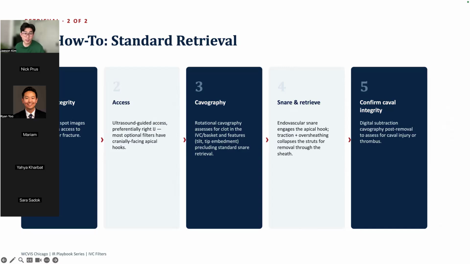Okay. These are the standard steps for a routine removal, and it's kind of like the placement, but in reverse. The first step is actually before you get access at all. You'll take a magnified picture of the filter to check that it's still in one piece because you want to know if there's a fracture. You want to know that beforehand and not discover it mid-procedure. Then you can access, and here you usually prefer the right IJ, like from the neck. That's because most removable filters have a little hook at the top that faces up towards the neck.